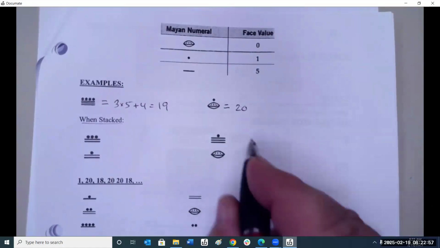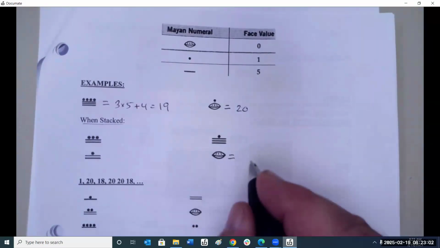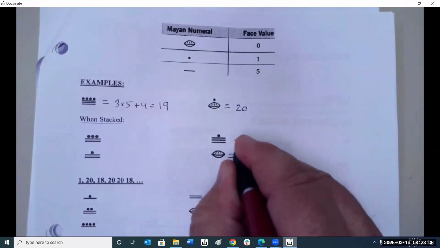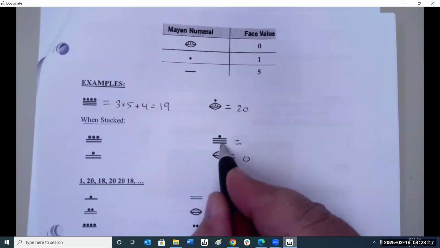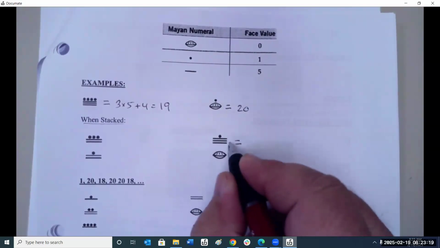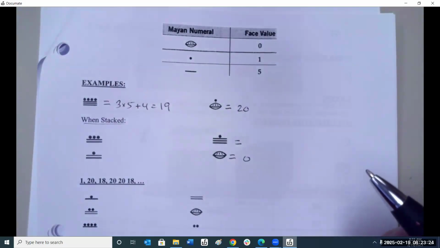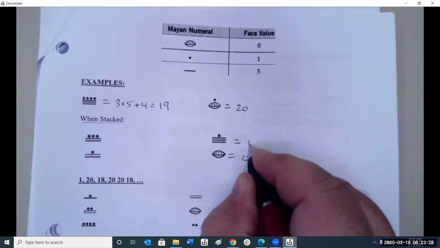So the shell that has nothing on it represents what? 0. What would the top one represent? That's what the equal sign is. 3 times 5, but yeah, so it's 15. So it's 16.